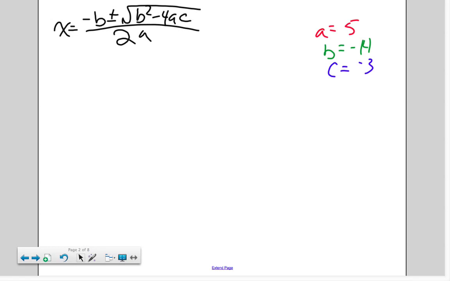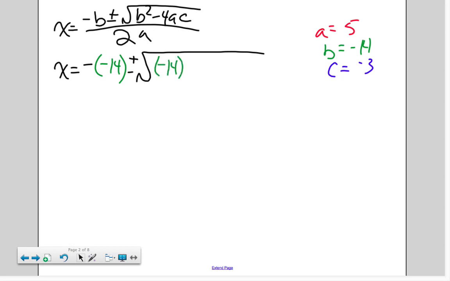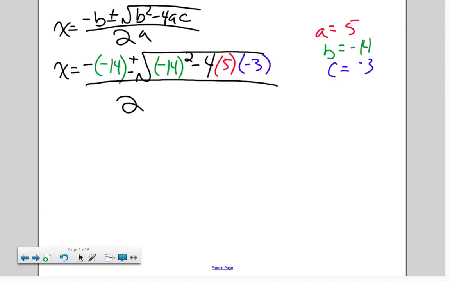So really this is just an exercise in plugging in the numbers. So we have x is equal to minus. My b value is negative 14, plus or minus the square root. My b value is negative 14, so I need to square that. Minus 4, my a value is 5, and my c value is negative 3. Take that, divide by 2, my a value is 5.